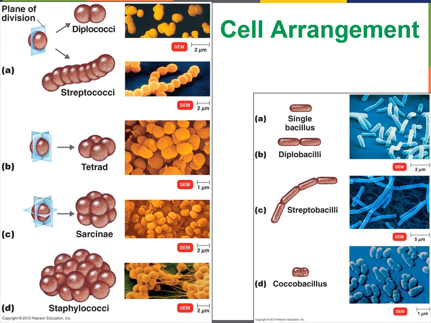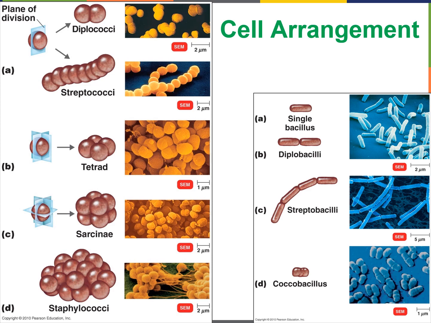Now, if you look over to the right, we see different types of cell arrangements with the bacillus cells. You see in A, single bacillus. Some bacteria species present themselves as diplobacilli. So again, 2 bacillus cells stuck together. We also have streptobacilli, just like we had streptococci. Anytime you see strep, it means chain. So streptobacilli means chain of bacillus cells.